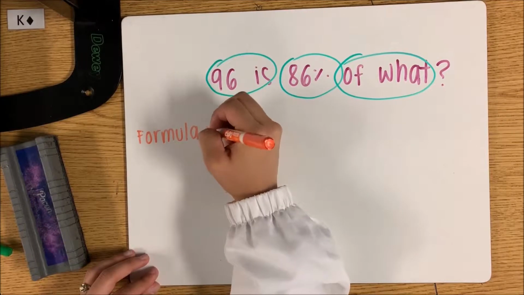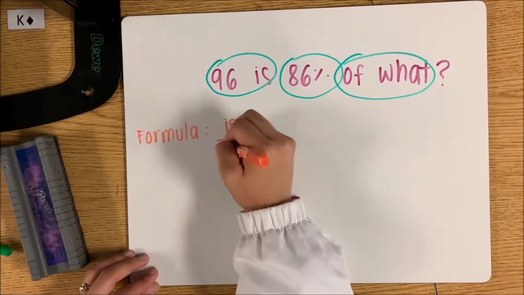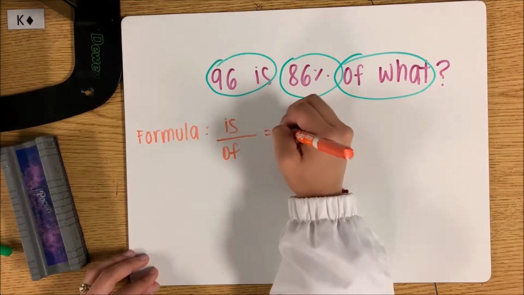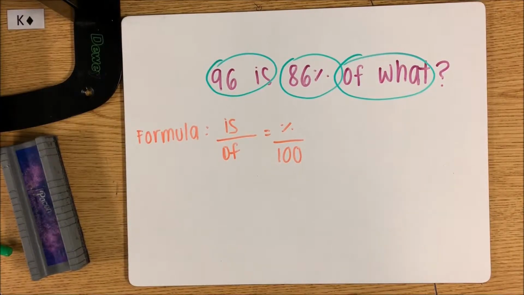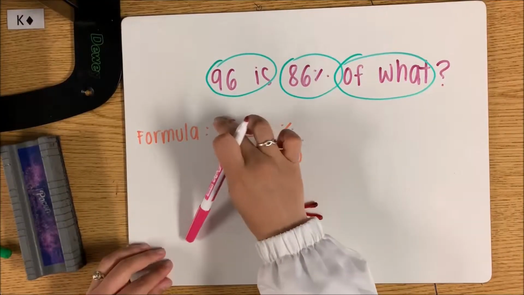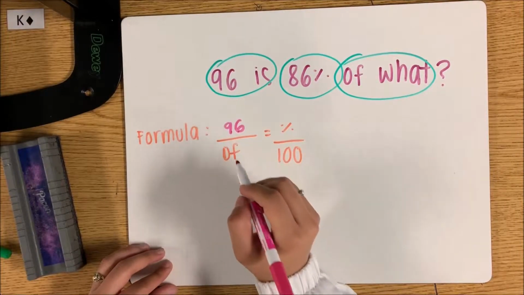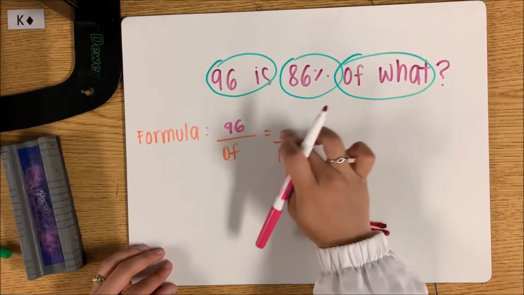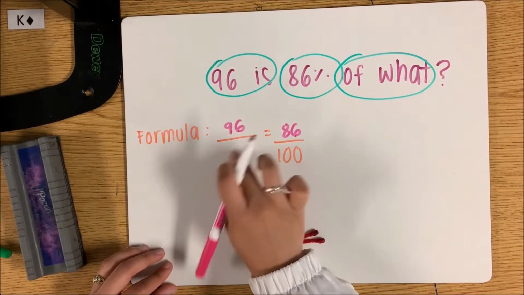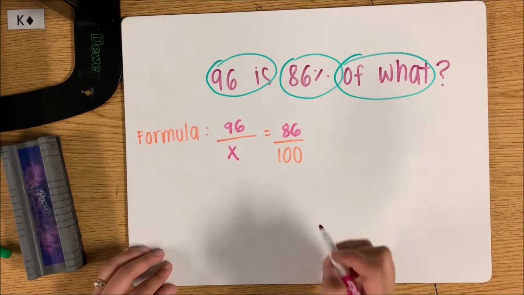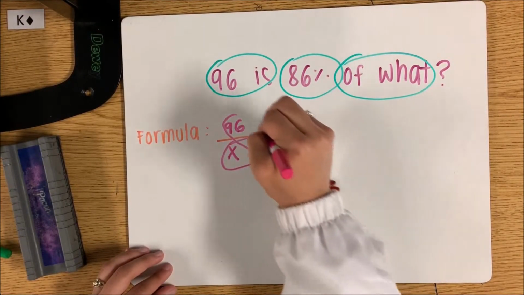Our formula is is over of equals percent over 100. The first step is to replace is with 96, then replace percent with 86. Because we are solving for the of factor, we will replace of with x. Now, our next step is to cross multiply.